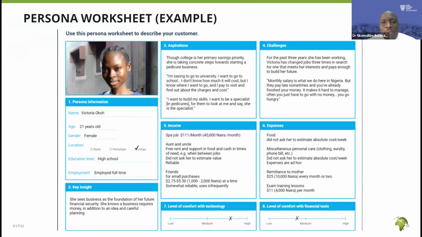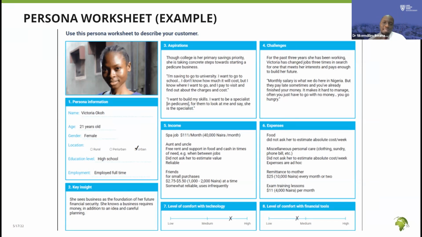Now, this is an example of a persona that we came up with when we were building out the human account for Nigeria, working collaboratively with another New York-based design firm. This is a Nigerian financial service consumer. Her name is Victoria Oko. She's 21 years old. She's female. She lives in an urban area. Her educational level is high school, and she is employed full-time.